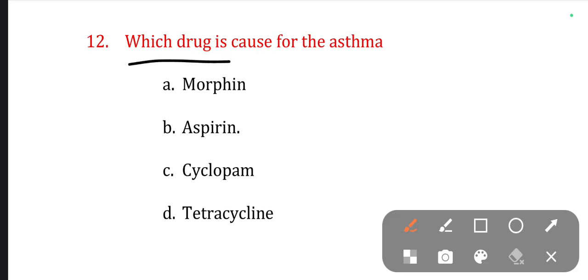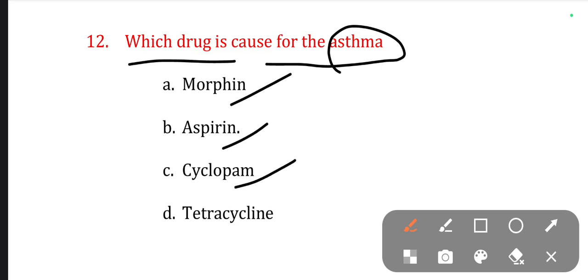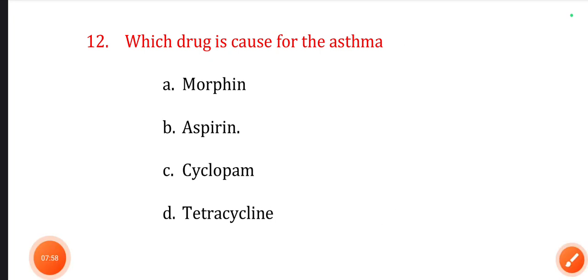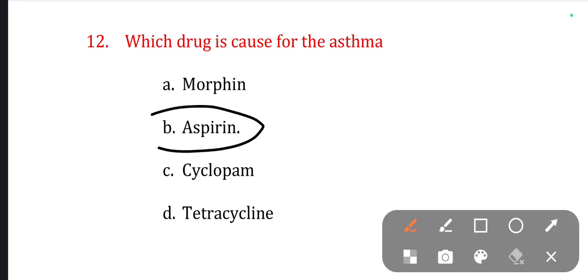The next one is which drug can cause asthma? Options are morphine, aspirin, cyclopam, tetracycline. The right one is option B, aspirin. Prolonged usage of aspirin can cause bronchial asthma.